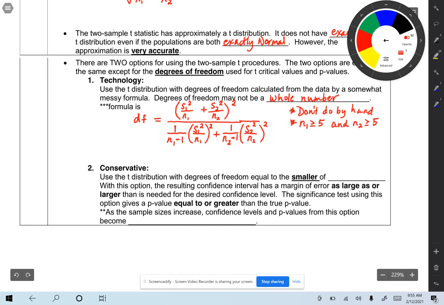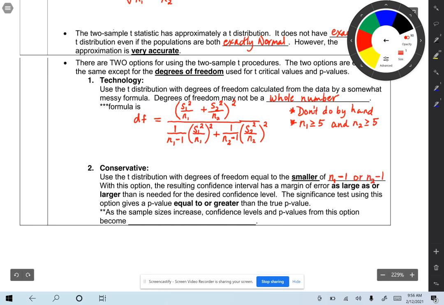This is the better option, the conservative option. Use the t distribution with degrees of freedom equal to the smaller. Before, we just took the degrees of freedom as the sample size minus 1. Now you have two samples to be concerned with, so you take the smaller of the two. If the sample size of one is, say, 40 and the other is 30, you would take the 30 and subtract 1. You would have 29 degrees of freedom.